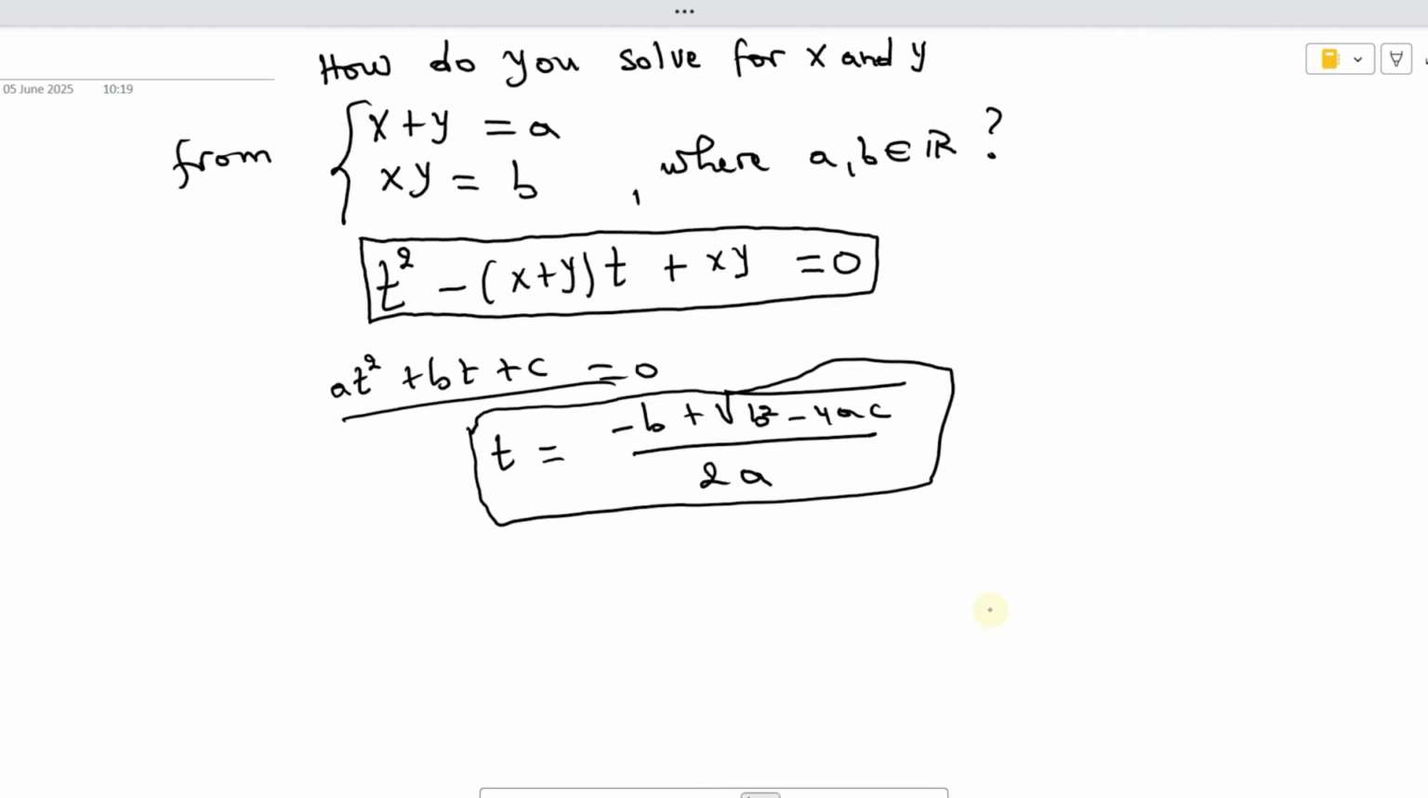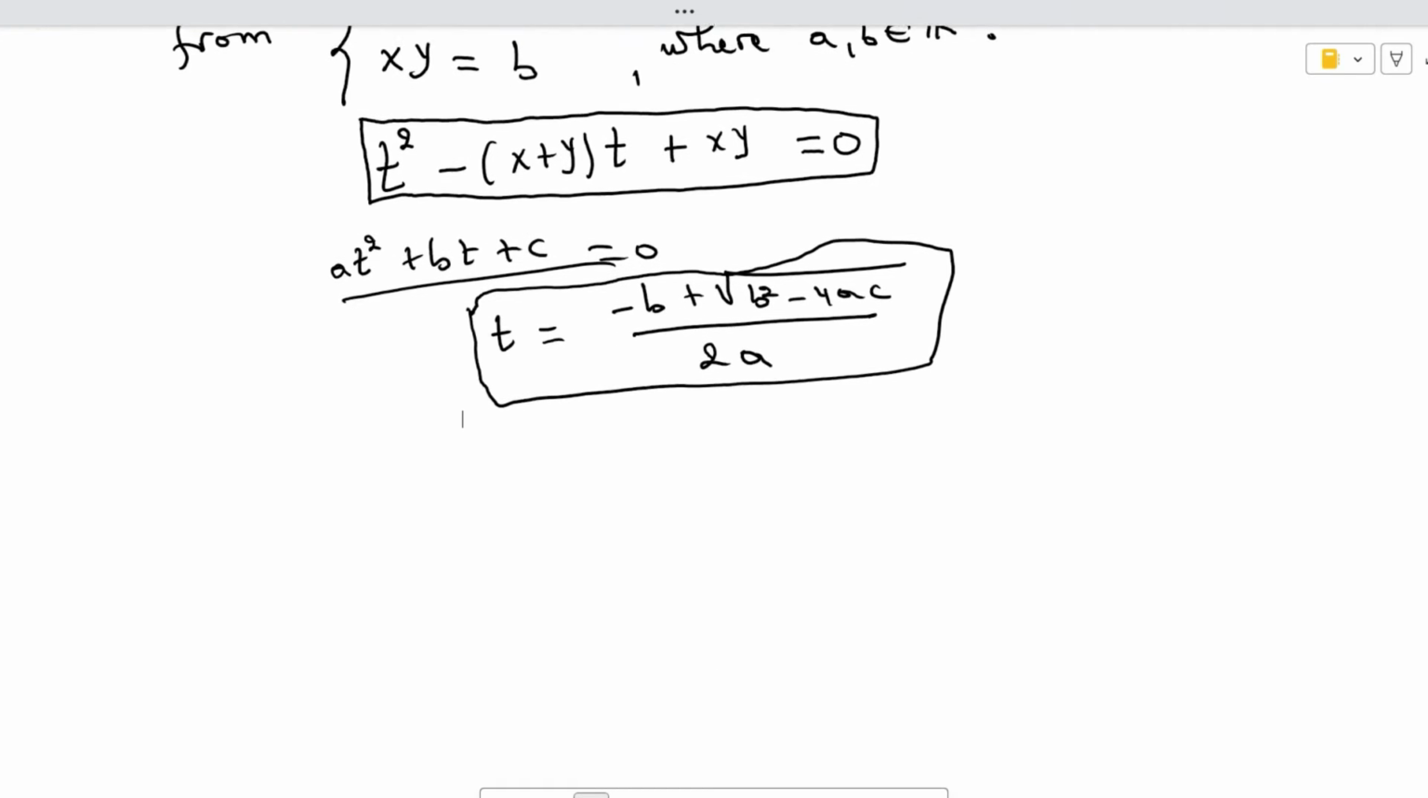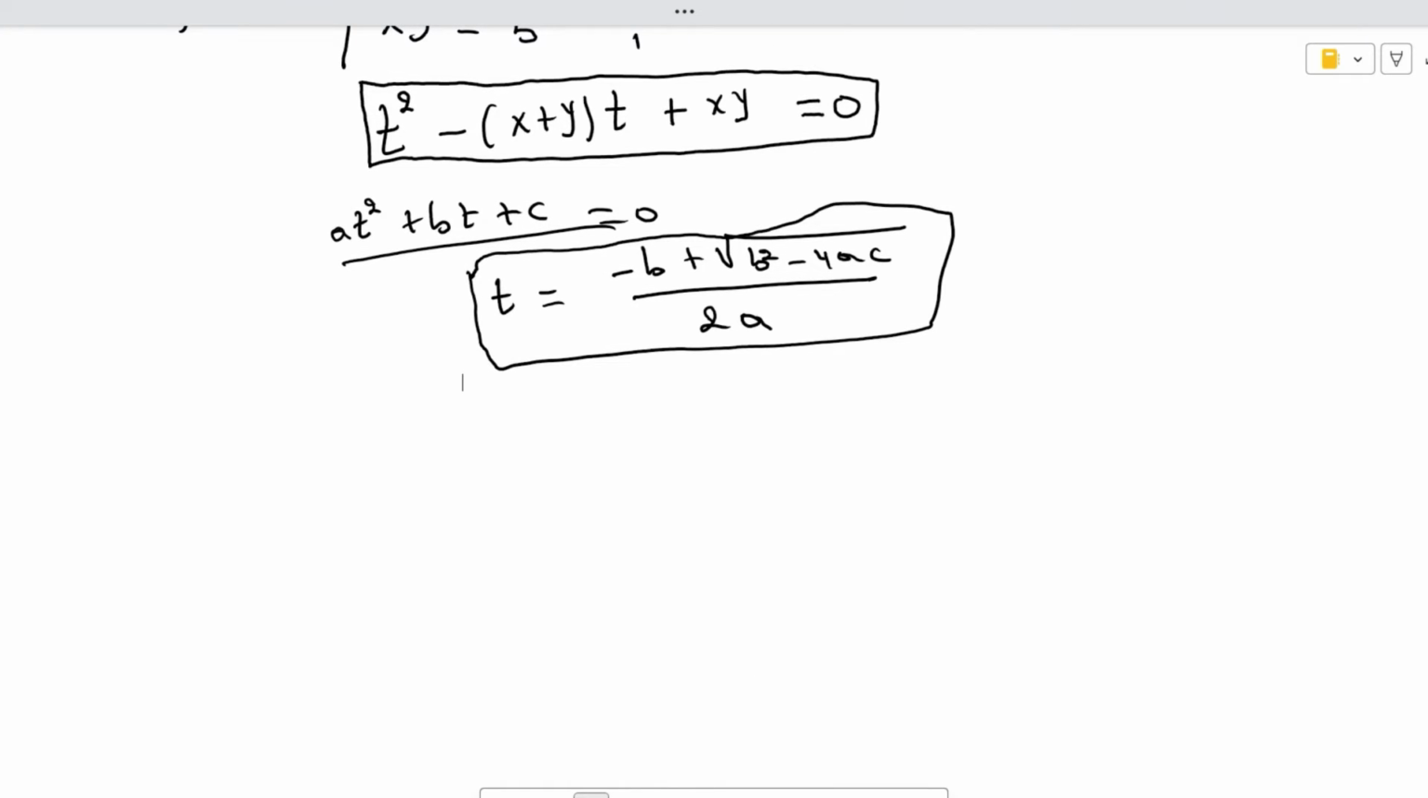I'm going to give you two examples of this kind of system of equations, and once we are done with those examples, I'm sure that you will be able to solve any system of that form yourself.